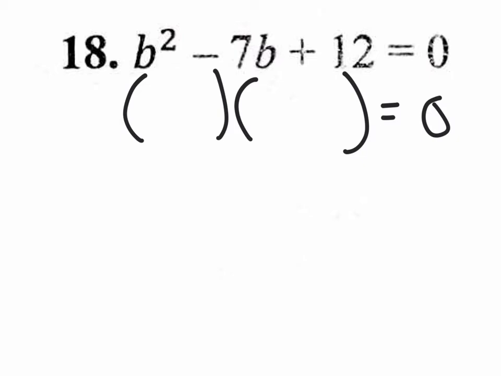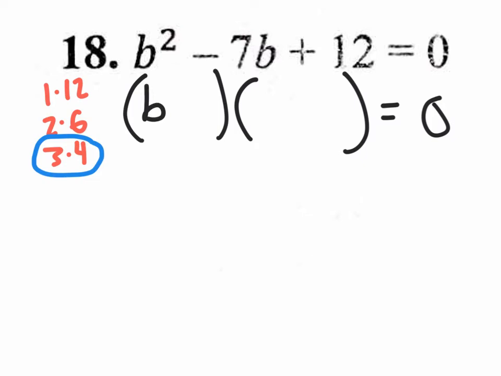And what times what is positive 12 that if you add together is negative 7? Now, if you don't know, let's just write it out. 1 times 12 gives you 12. 2 times 6 gives you 12. 3 times 4 gives you 12. That's about it. Which pair of numbers gives us a negative 7? The 3 and 4. However, it's not negative, that's positive. 3 plus 4 is positive 7. And we know we want it to be a negative 7. So we have the right numbers, we just have the wrong signs. Oh, by the way, I forgot to put the variable b right here and b right there. So these signs are going to change to a negative 3 and a negative 4. So it's really going to be a negative 3 in there and a negative 4 in there.